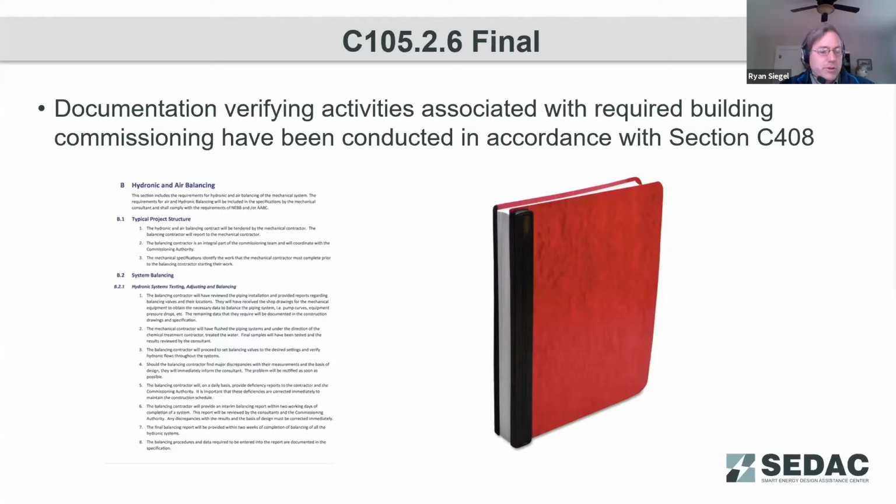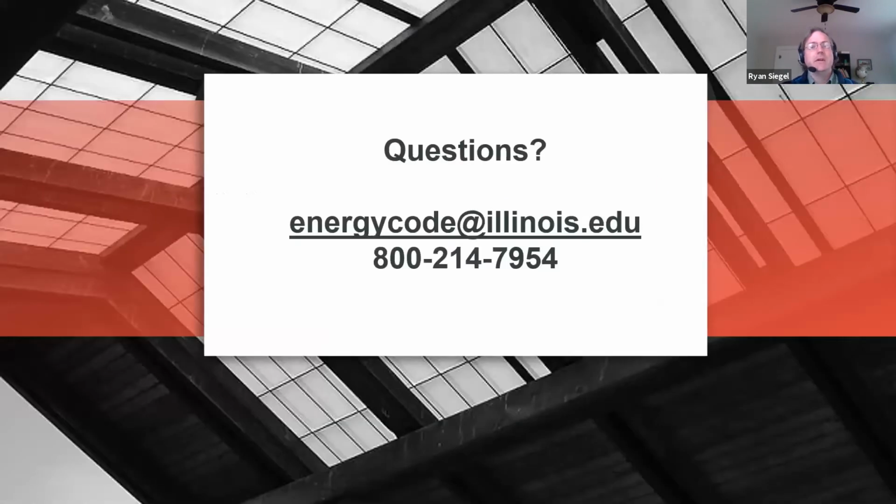While the code official doesn't really have a good mechanism for enforcement, at least they've made the building owner aware that they should be expecting this documentation, such that the building owner, in the event that the documentation is not received, knows to follow up with their contractor to get it.